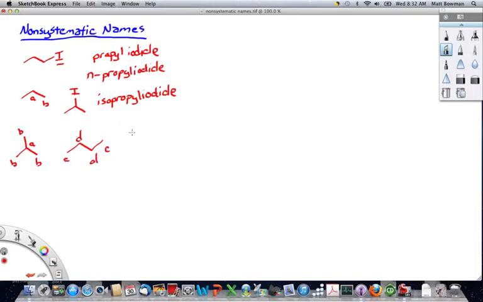Okay. So if we're going to attach an iodide to any of these carbons, if we attach it to one of these A's, we get a different molecule than if we attach it to a D. And so there's a naming convention out there to tell you exactly which carbon it's attached to. If it's attached to the N carbon of a straight chain, it's just the base name, butyl. This is butyl iodide. Or you can even call it N-butyl iodide.